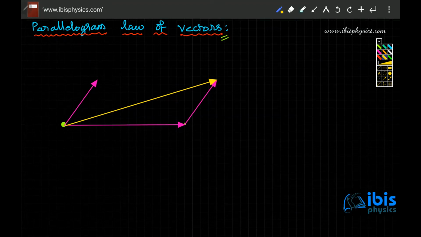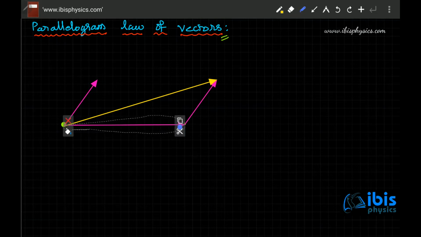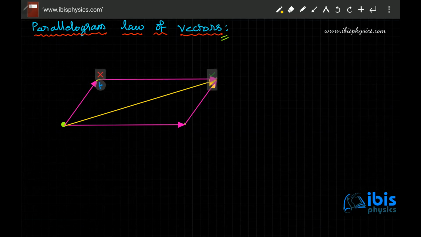I'll tell you why we are calling this the parallelogram law of vectors, because this forms a parallelogram. So these two vectors, you just replicate them, and this forms a parallelogram here. Because this forms the sides of a parallelogram, we call this the parallelogram law of vectors.